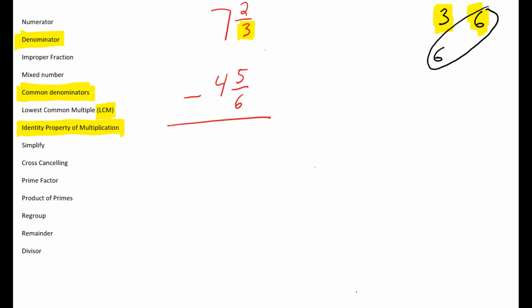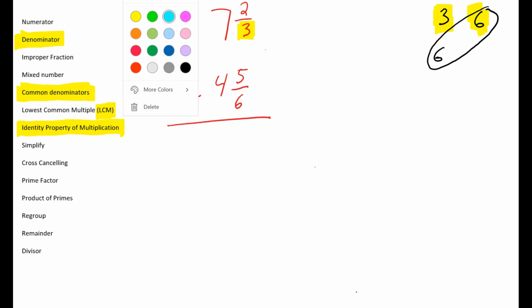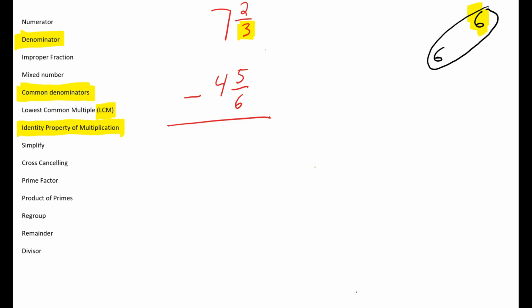So I take my denominator and I count how many times I use it. Sorry, that was supposed to be a 3 up there. Let's put a 3 up there so we can see it. I used it 1 time, 2 times. So I'm going to take a form of 1 that looks like 2 over 2, and multiply by 2 over 2. That's the identity property of multiplication. I'm still going to end up with 2/3, but it's going to look a little different.